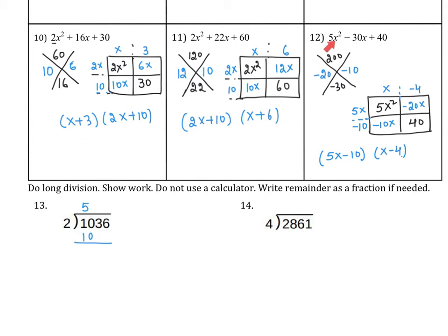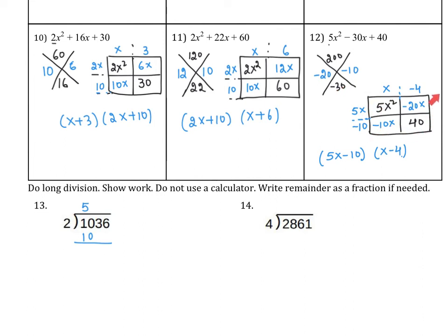Again, you could take out the GCF first, but I did not. I just used the box, cross and box. 5 times 40 is 200. On the bottom you get negative 30. You're looking for two numbers: negative 20 times negative 10 would be 200, and negative 20 and negative 10 would make negative 30.